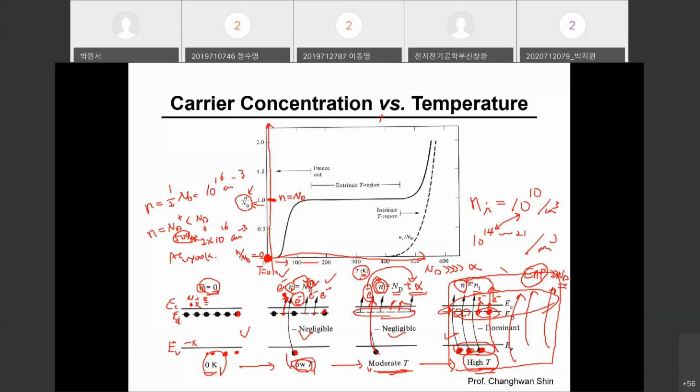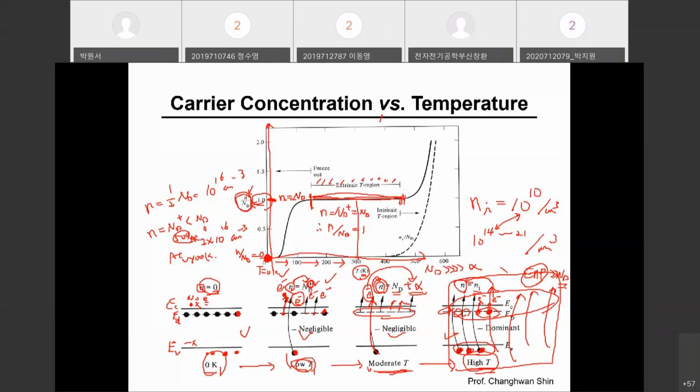And as temperature increases more and more, how does this value n over nd vary? Maybe at room temperature, since all the donors will be fully ionized, right? So this would be equal to the total free electrons. So n over nd is 1. In this temperature regime, from say here to here, n over nd is equal to 1. So we can say that this temperature regime is the extrinsic temperature region.